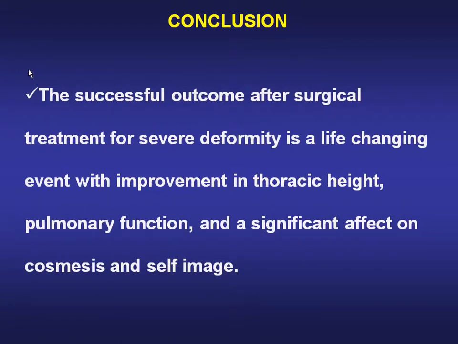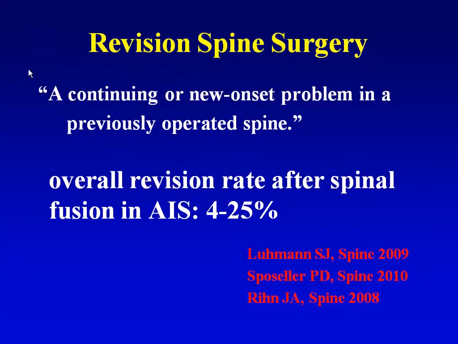And the expected outcome after surgical treatment for severe deformity is a life-changing event, with improvement in thoracic height, pulmonary function, and a significant effect on cosmesis and self-image. And the overall revision rate after spinal fusion in adolescent idiopathic scoliosis is 4 to 25%.